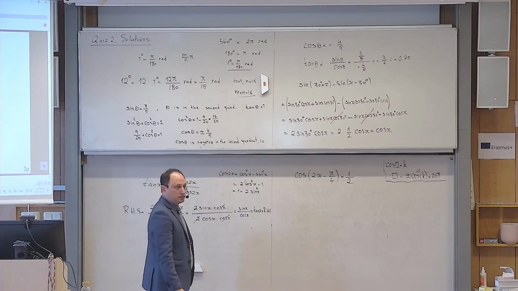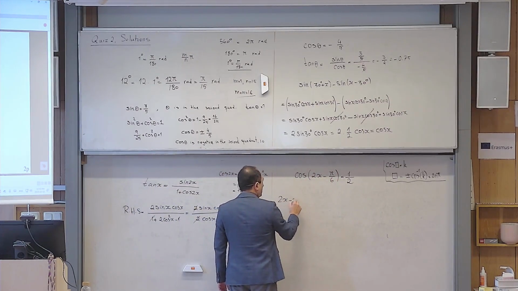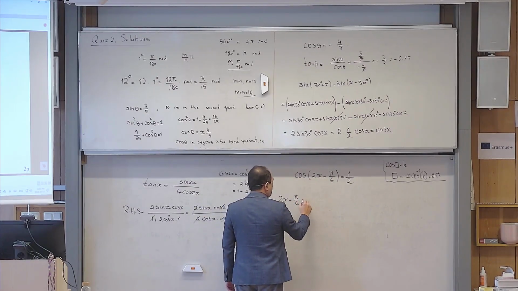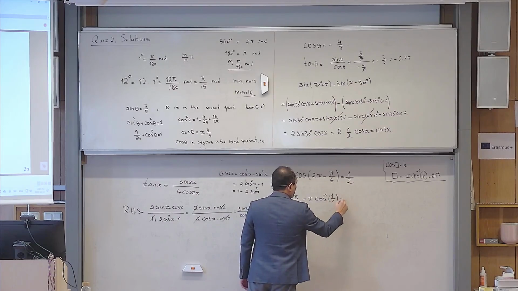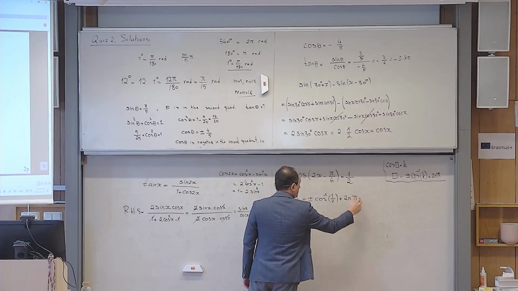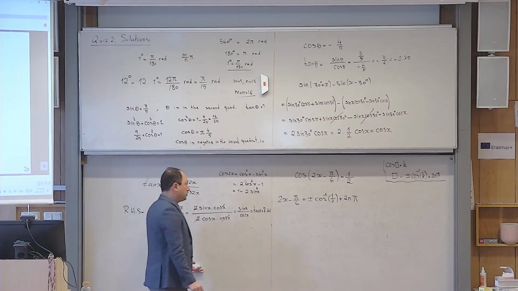And then I can solve the problem. Yeah, so what happens, this is playing the role of my box, so it is 2x minus pi over 6 is equal to plus or minus cosine inverse of 1/2 plus 2n pi. Of course, n belongs to Z. Okay, so what should I do now?